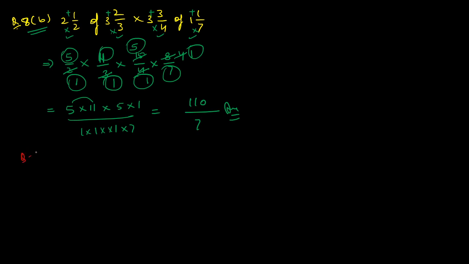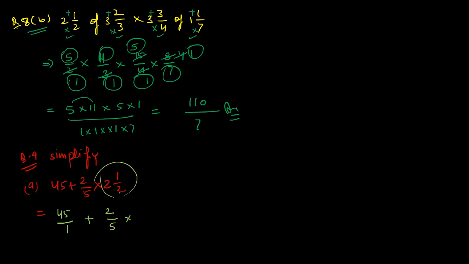Now question 9. Question 9 says simplify. Part A, 45 plus 2 upon 5 multiply by 2 whole 1 upon 2. So students, what we are going to do now, first of all, there is no denominator in 45. So write 45 upon 1 plus 2 upon 5 into, change this mixed fraction into improper. 2 twos are 4, 4 plus 1 is 5, 5 upon 2.